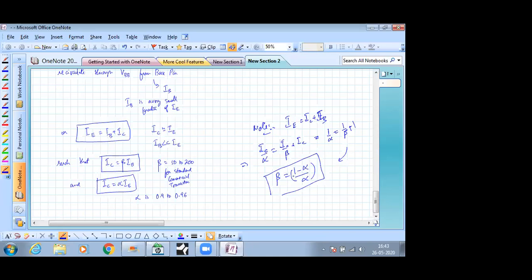Oh, my mistake. This is the inverse. This is actually 1 by beta. 1 by beta is equal to 1, or beta is equal to alpha. This is the relation between the alpha beta parameters. Okay, so this is again something important at board level and all.